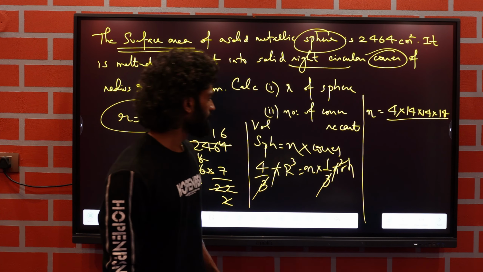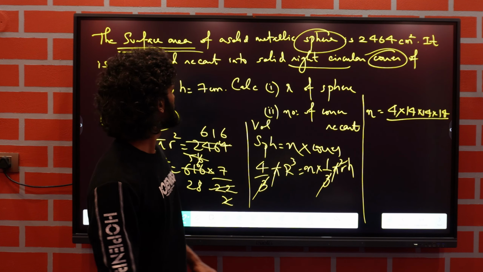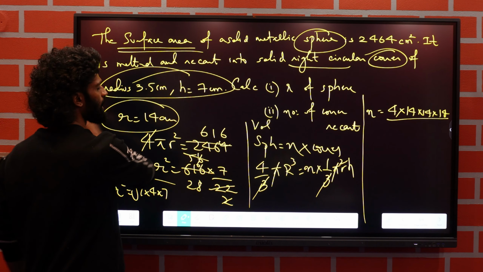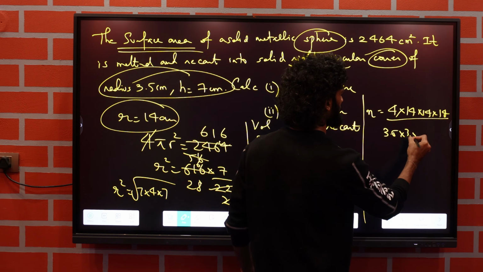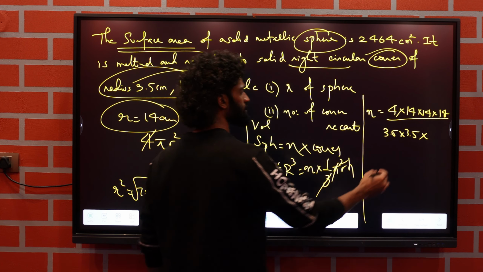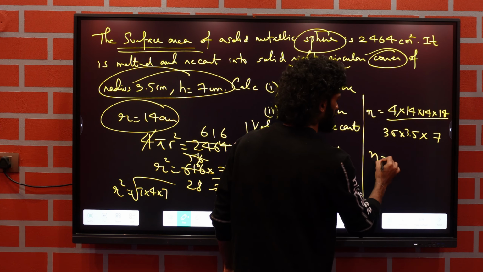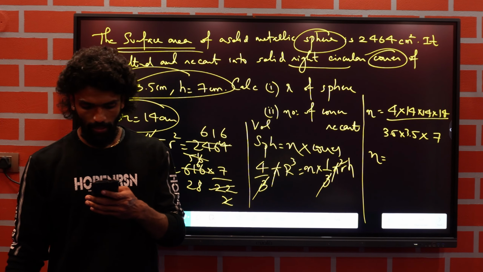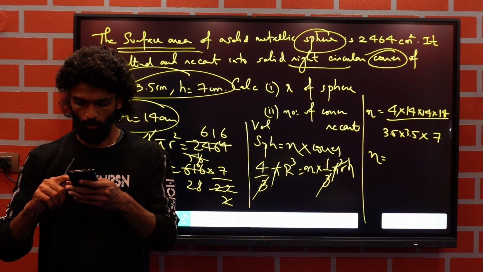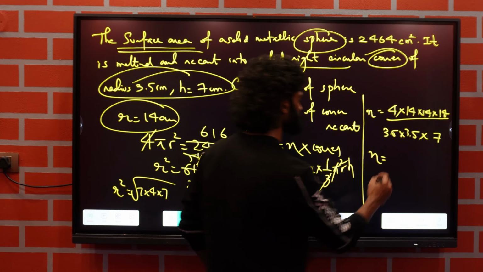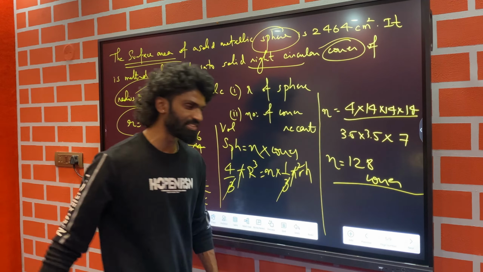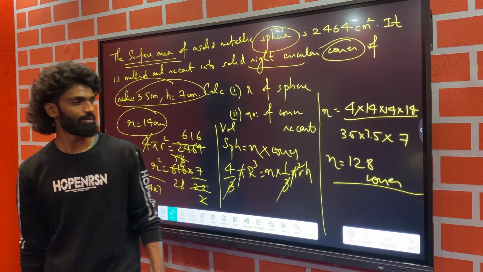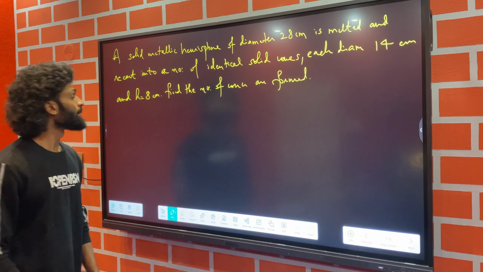14 thrice you write. Now here r square h. What's the value given to us? r square is here, so 3.5 times 3.5 into h's value is 7. Correct? Do the calculation part. You should be getting the answer as 128 cones. Correct? I mean, my answers are obviously by the calculator. You can't use it. Next question.